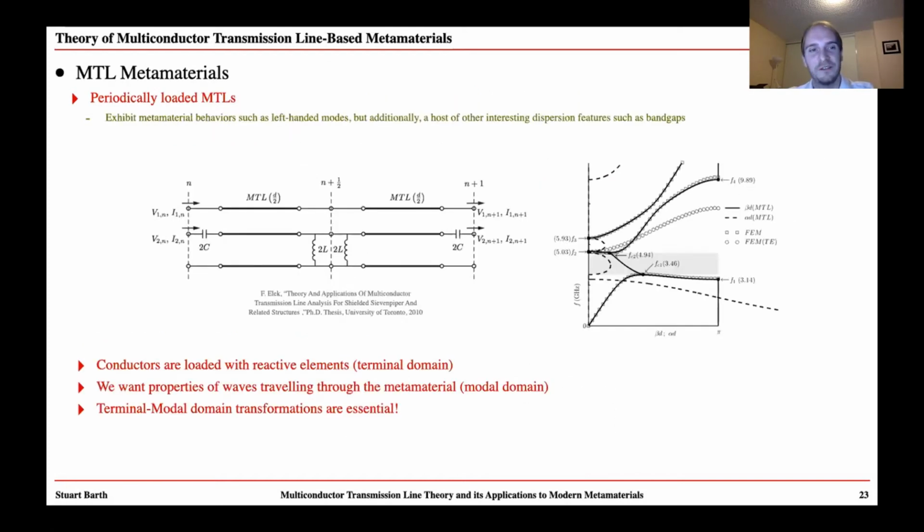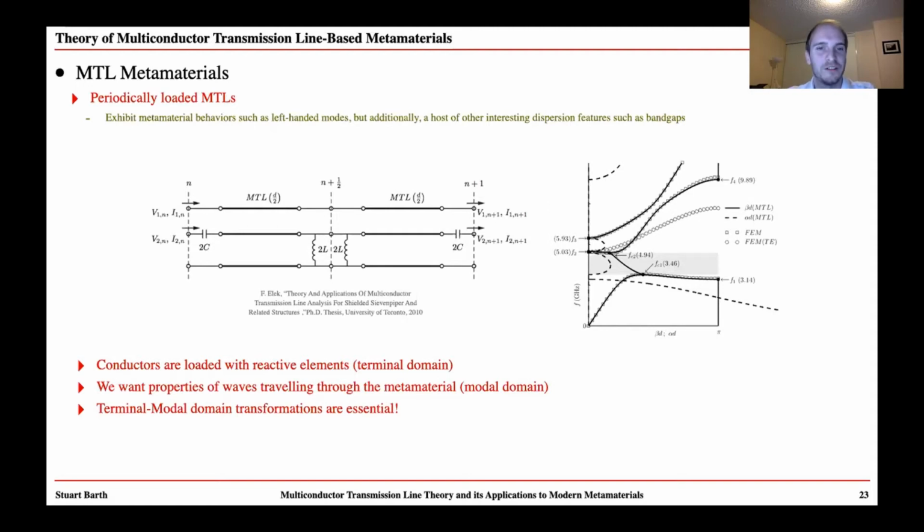And we see these phenomena when we load multi-conductor transmission lines. So similarly, we can periodically load multi-conductor transmission lines with reactive circuit elements to form multi-conductor transmission line metamaterials. So these exhibit behaviors such as left-handed modes, but additionally, we see a host of other interesting dispersion features, such as bandgaps.